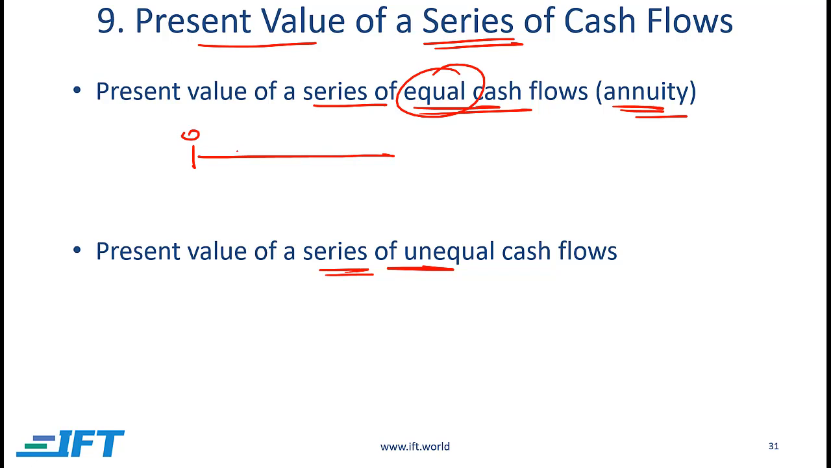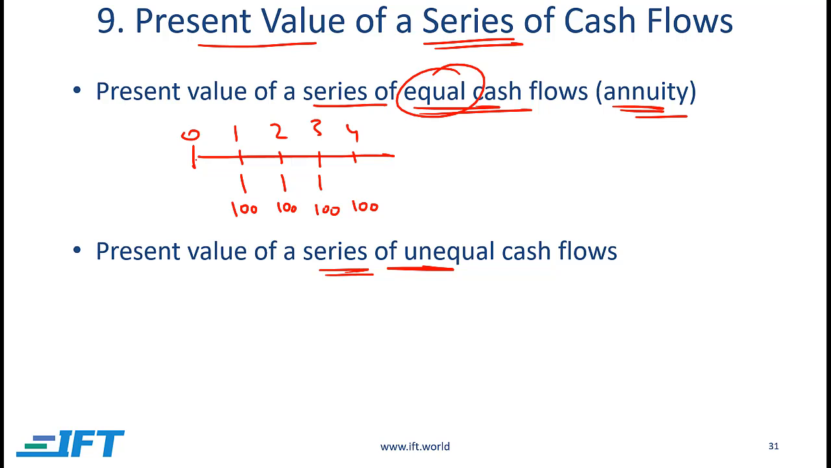Equal means that the cash flow is happening at equal points in time. In other words, let's say the cash flow is happening every month. So we have a certain cash flow every month. And also equal means that the amount is the same. So for example, if I say that you will get 100 every month for 4 months, then this is an equal cash flow. It's also called an annuity.